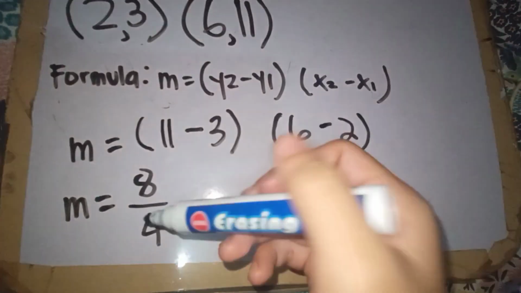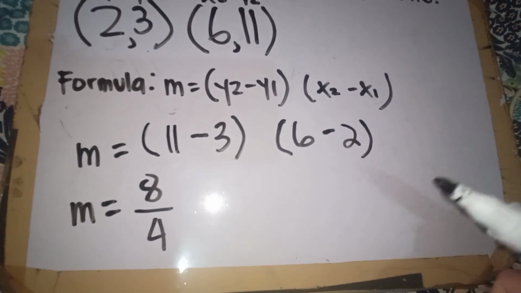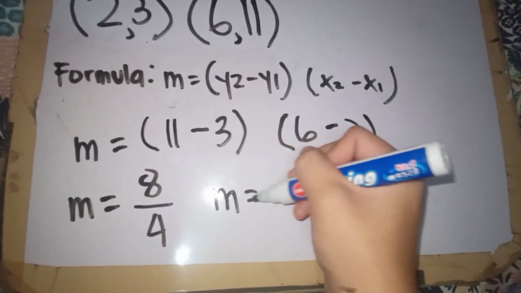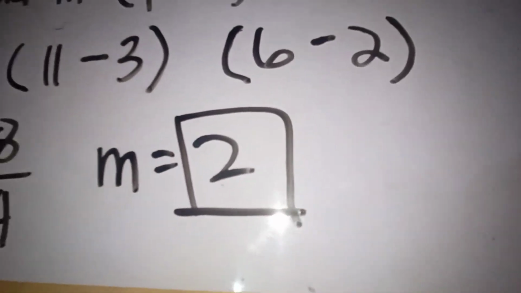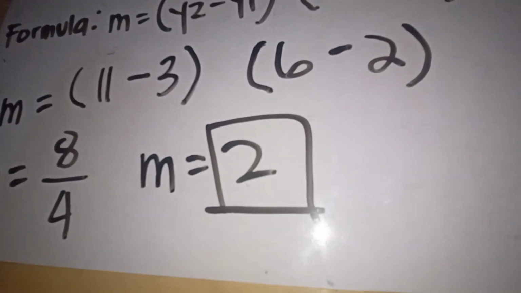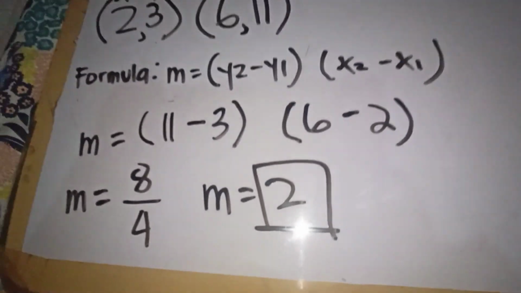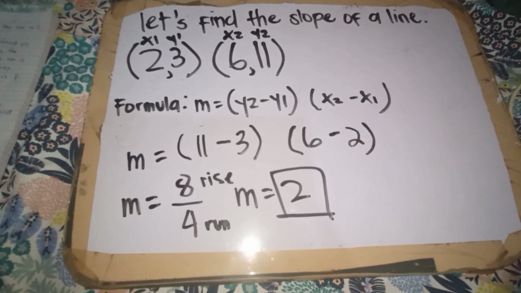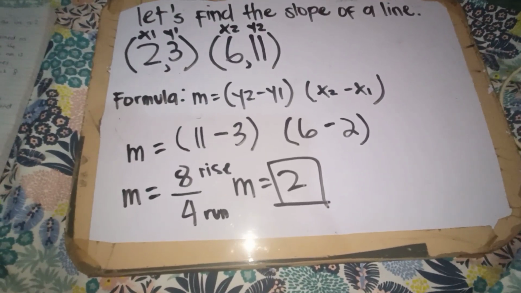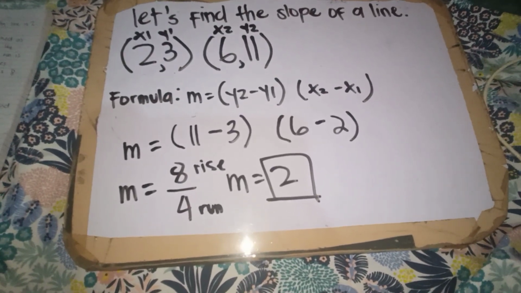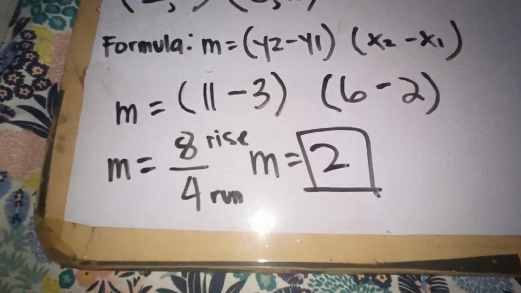And then let's divide this. 8 divided by 4 is equal to 2. Therefore, the slope of the line is 2. This is the final answer. Slope can also be explained as rise over run. The rise is the change in y values and the run is the change in the x values. In this example, the rise is 8 and the run is 4.